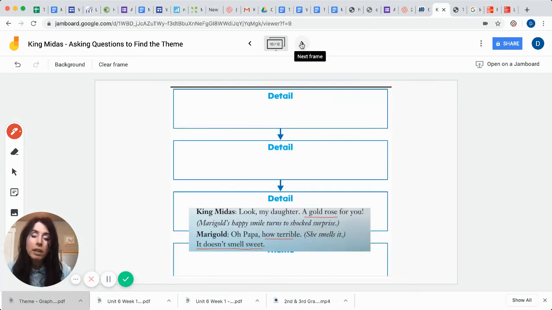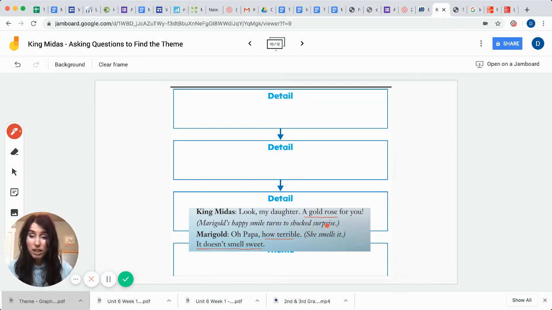Third, in this part of the text here, the father is so excited that he has turned the rose into gold. And how does Marigold react to this? Well, you can see in the text it says, "Look, my daughter, a gold rose for you." Marigold's happy smile turns to shocked surprise.